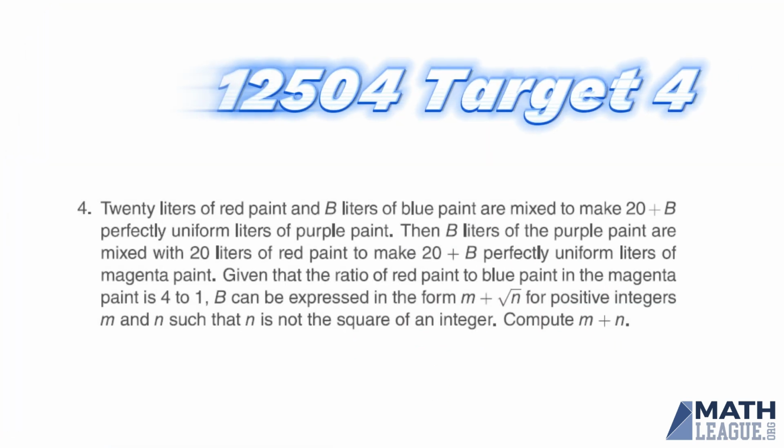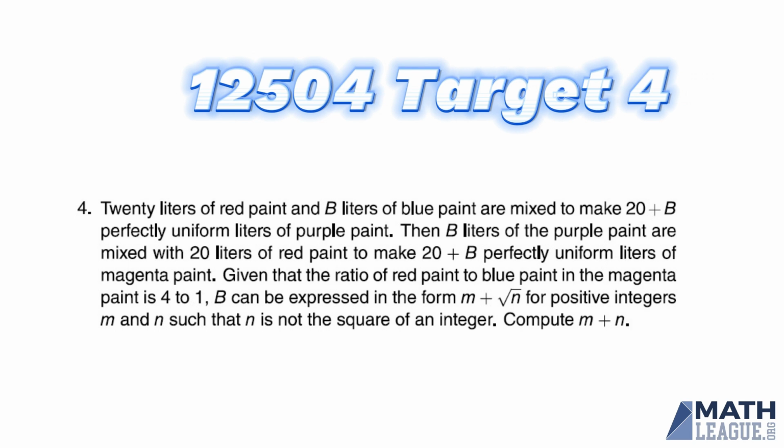Problem number 4 reads: 20 liters of red paint and B liters of blue paint are mixed to make 20 plus B perfectly uniform liters of purple paint. Then B liters of the purple paint are mixed with 20 liters of red paint to make 20 plus B perfectly uniform liters of magenta paint. Given that the ratio of red paint to blue paint in the magenta paint is 4:1, B can be expressed in the form m plus root n for positive integers m and n, such that n is not the square of an integer. Compute m plus n.